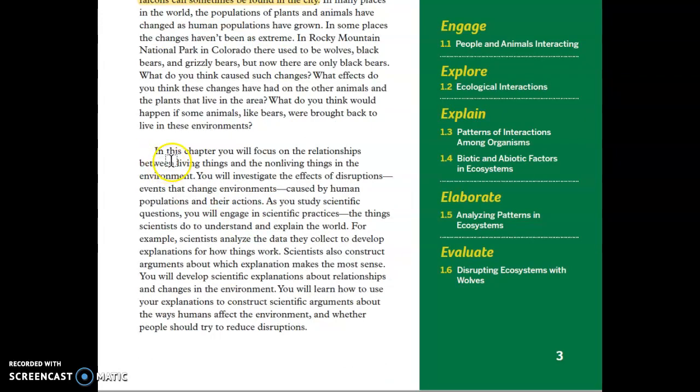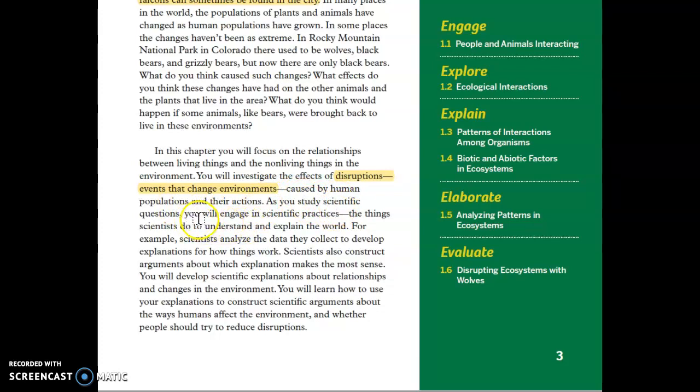Continuing on. In this chapter, we'll focus on the relationships between living things and non-living things in the environment. You'll investigate the effects of disruptions, which are events that change environments. Ooh, that sounds like it might influence the way animals interact with their environment. If things change in the environment, then the animals have to change their living patterns. And it also says, continuing on, that these changes are caused by humans and their actions.